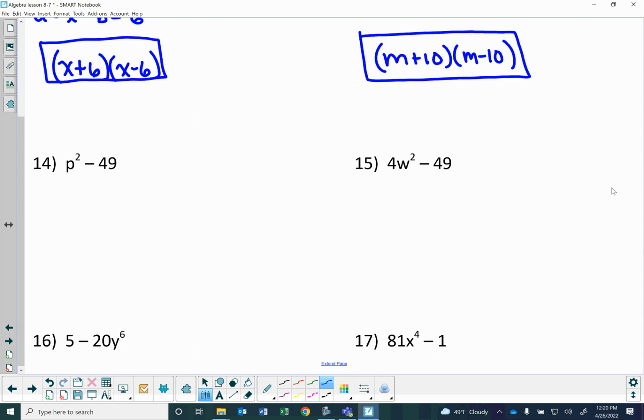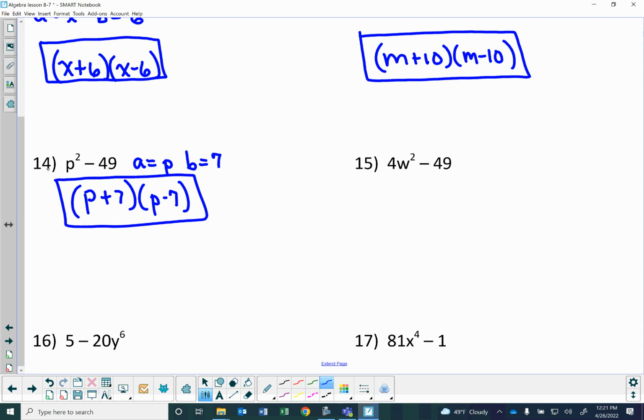Number 14, p squared minus 49. Well, my a term is p. My b term is 7, because the square root of 49 is 7. So we will have p plus 7 times p minus 7. As you can clearly see, these are really quick to factor if you can recognize them right away.